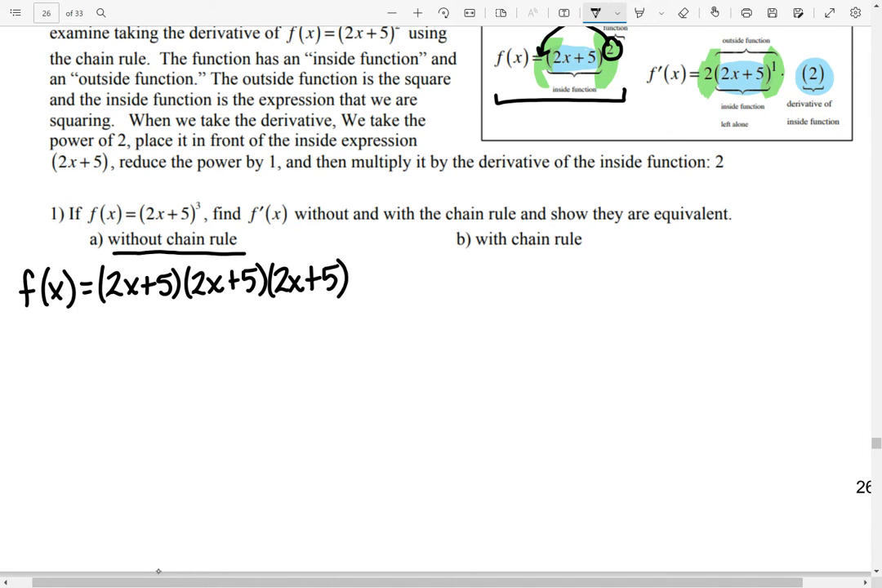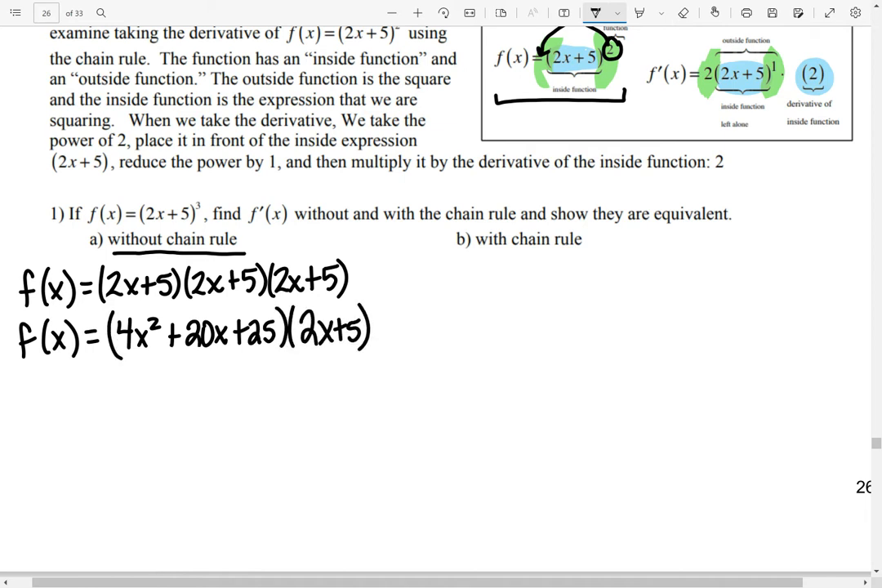When I multiply the first two parentheses together, because I can only multiply 2 at a time, I would get 4x squared plus 20x plus 25, and then I would need to multiply that by 2x plus 5. Now I have not even taken a derivative yet. I'm still multiplying all this out. So there's still more work to be done. Keep multiplying and then find a derivative. That's already taking too much time. So then let's talk about how we would do this with the chain rule.